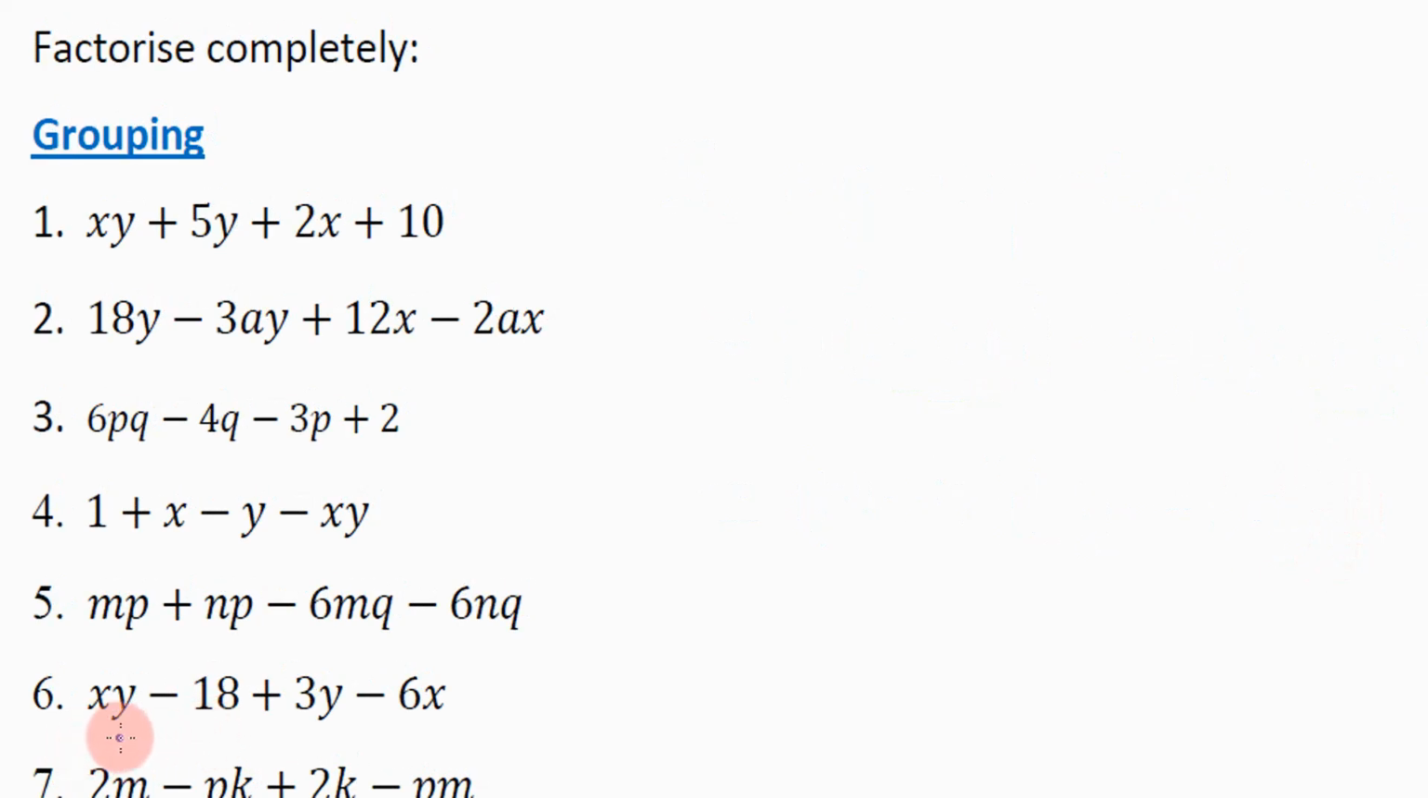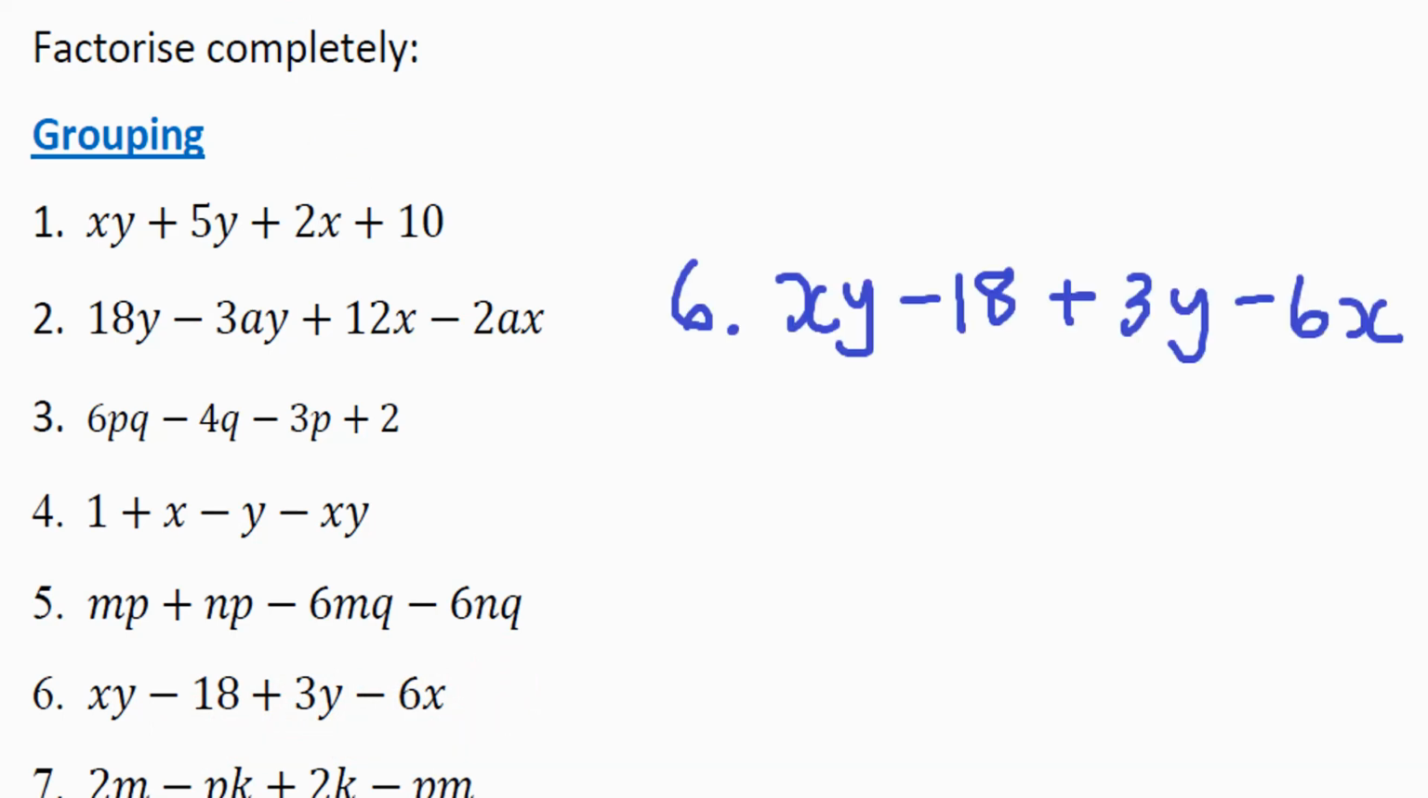Let's look at the answer to number 6. We have xy minus 18 plus 3y minus 6x. This is a bit of a tricky one, because if we try and group together the first two terms, we don't have a common factor. So we're going to try and group together the first term and the third term. So let's first write them next to each other. And then we're going to group together the second term and the fourth term.